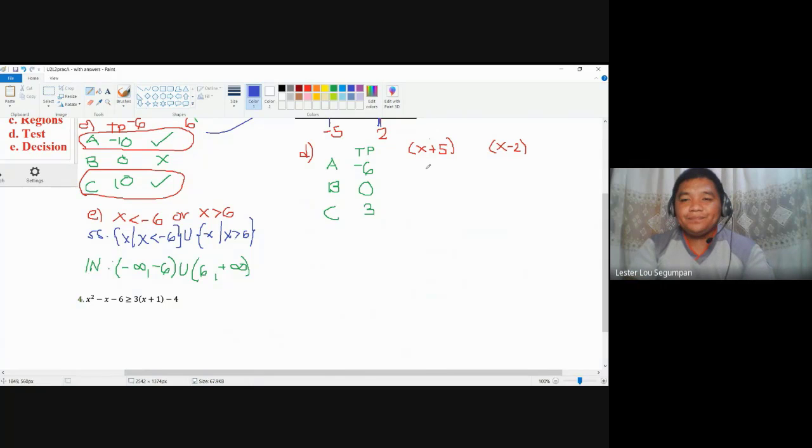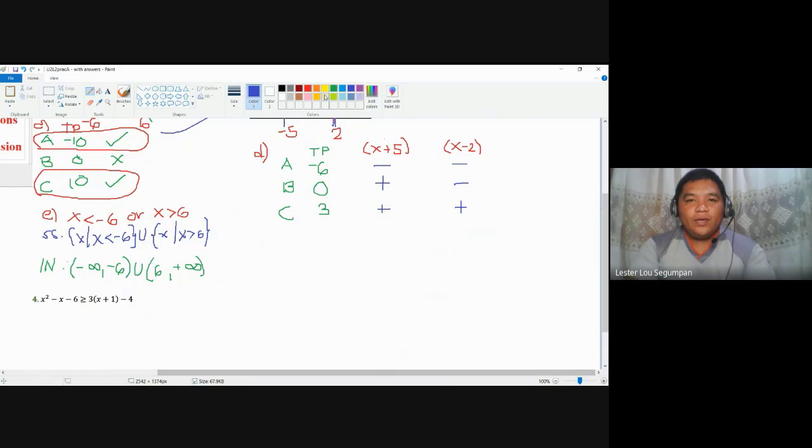Negative 6 plus 5 is negative 1, so the sign is negative. Negative 6 minus 2 is negative 8. Do not worry about the value, simply the sign: minus. If it's 0, this is positive for x plus 5, and negative for x minus 2. If it's 3, that's positive, and 3 minus 2 is also positive. And then we are just going to multiply the signs. No need to multiply the values. Simply multiply the signs.